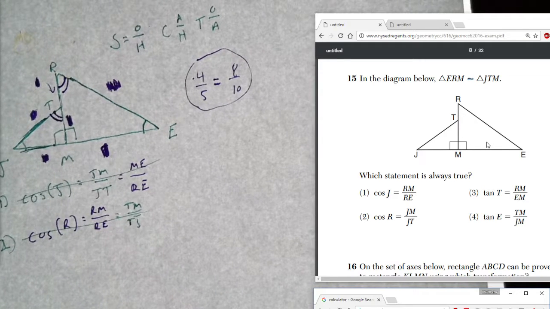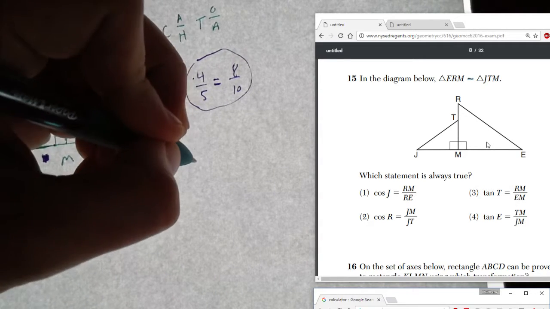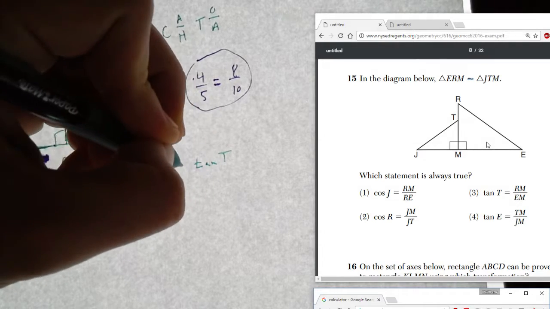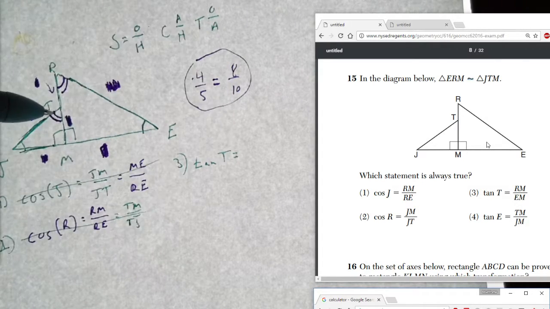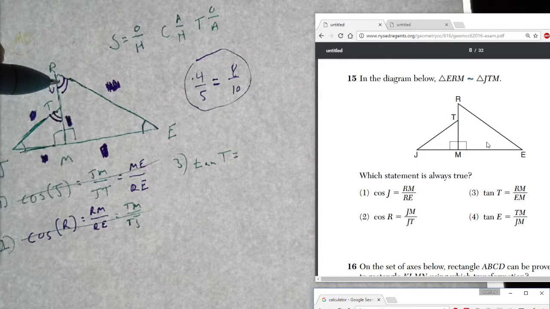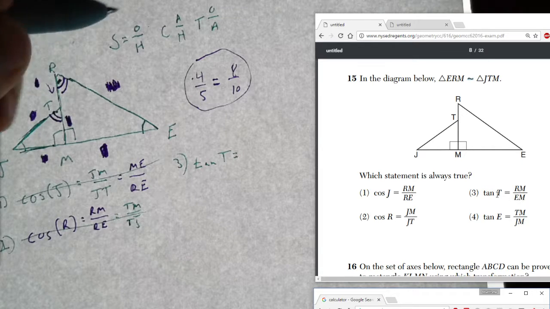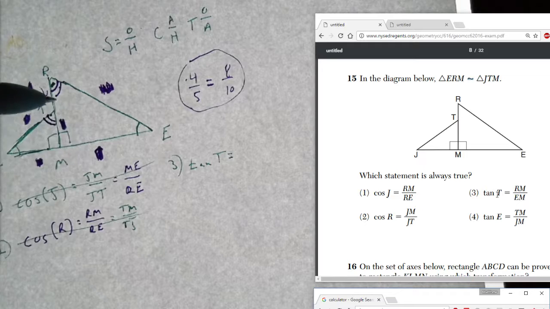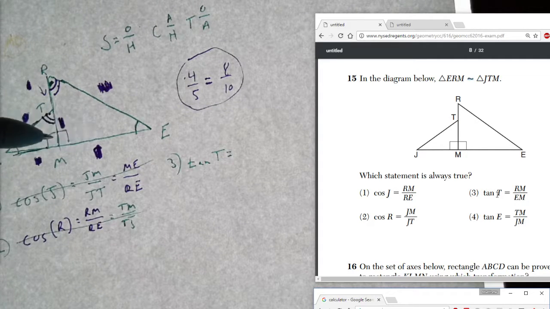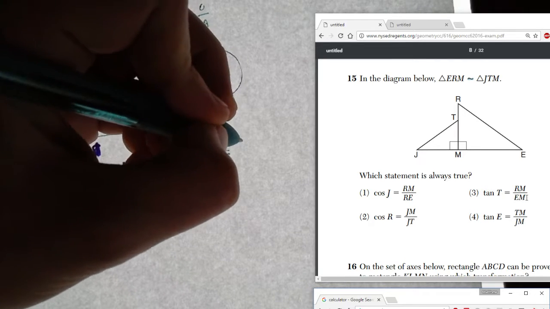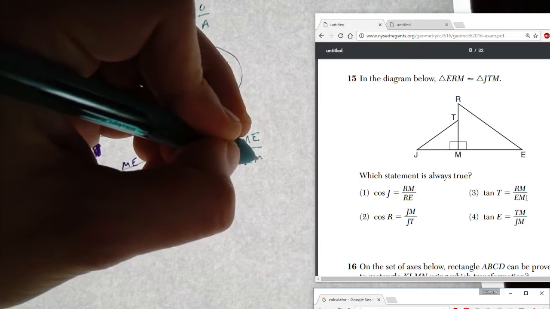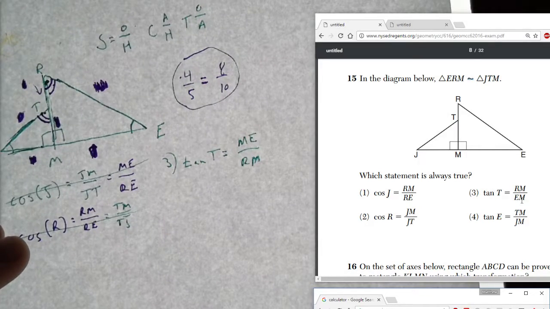Option 3, tan of T. So now I'm talking about this. Tan of T is the same thing as tan of R. It should be opposite over adjacent. It should be ME over RM. Opposite ME over adjacent RM. ME over RM. We have RM over ME. I wanted ME over RM, and they're saying to us that it's RM over ME.